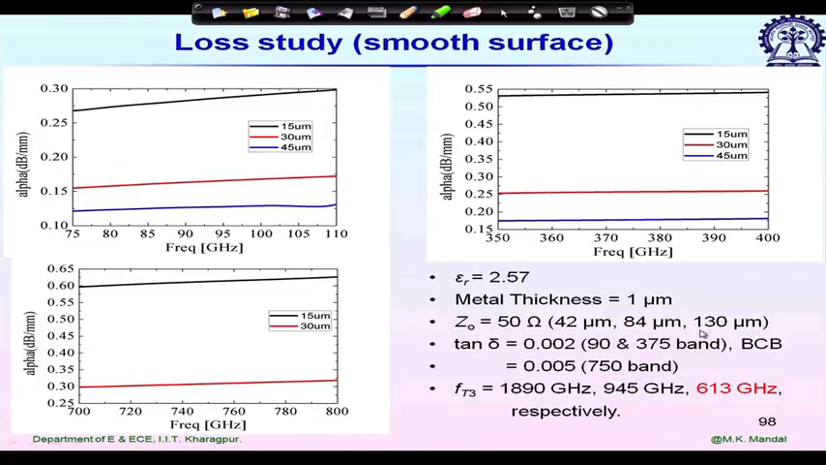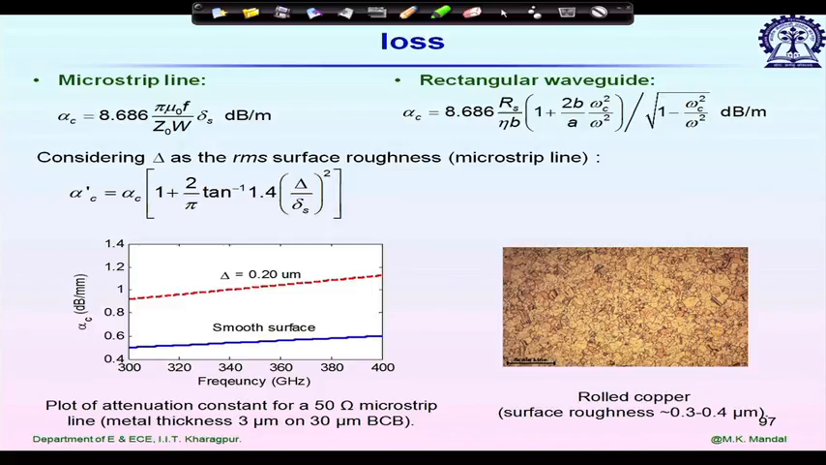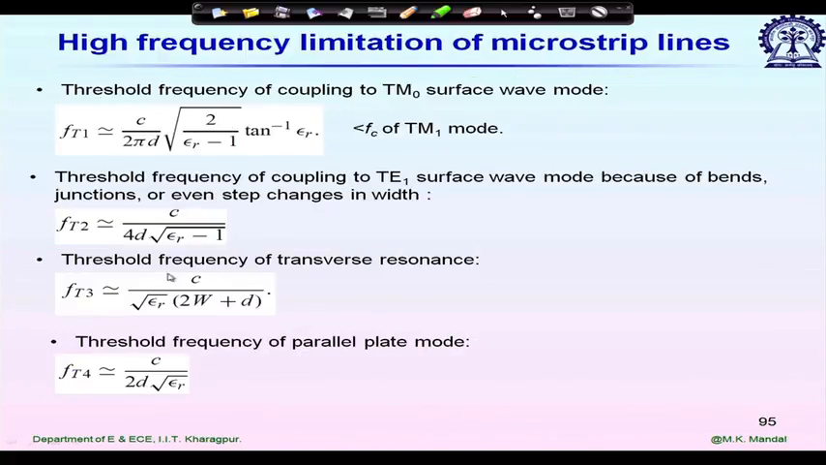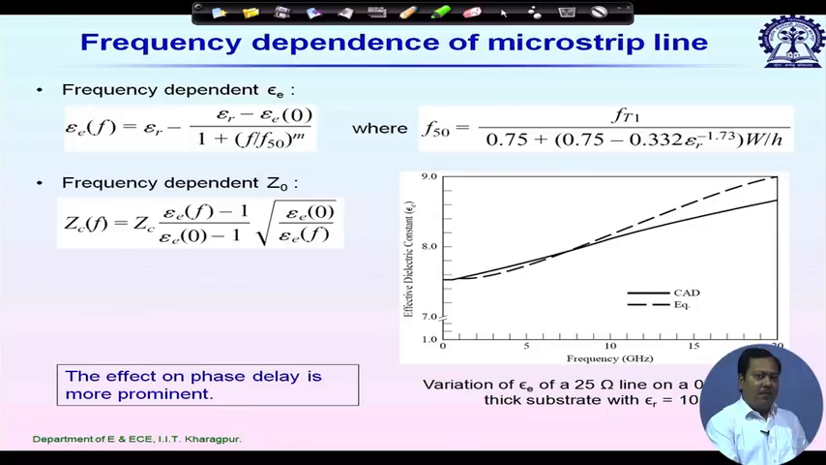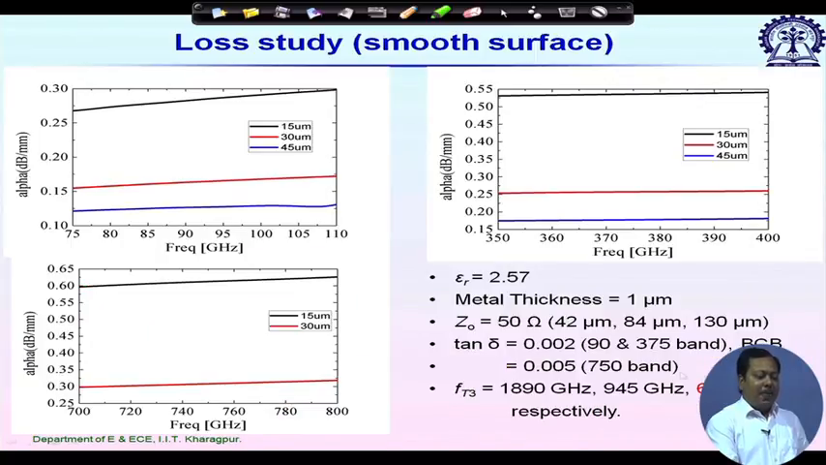And now let us first calculate the cutoff frequencies. We have 4 expressions, and if we calculate FT1 to FT4 for these 3 different substrates, what we see in each and every case is FT3. Do you remember what FT3 is? This is the threshold frequency of transverse resonance, and we are considering it for that given 50 ohm line in the substrate. So FT3 is the minimum among all these 4 for each and every case.